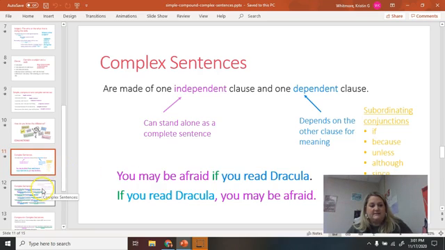All right. So that is a very short refresher on complex sentences. We have talked about this before. You should have some notes in your composition notebook for this. So refer to those if necessary.